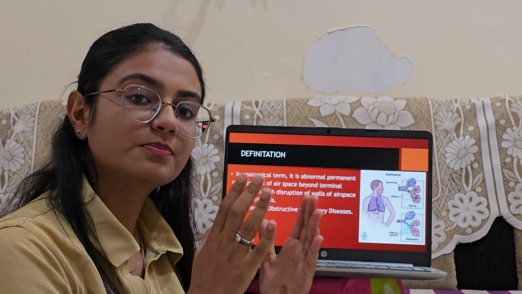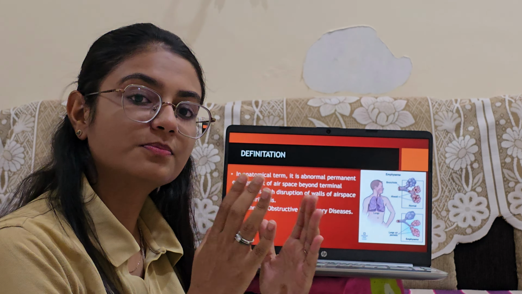Now the types of emphysema. There are three types of emphysema. First is centrilobular. There is destruction and dilatation of the respiratory bronchioles, commonly associated with smoking. Now the second one is panacinar emphysema. All the parts of the acinus are affected. It is commonly associated with alpha-1 antitrypsin deficiency and smoking. Third one is paraseptal emphysema. There will be distal acinar alveolar ducts predominantly affected.